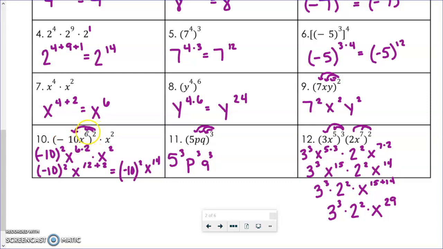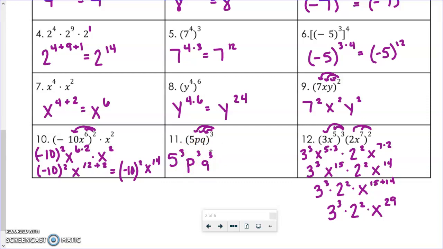But remember, when I have a power of a power, we multiply those out to get x to the power of 12. But we don't want to forget about this x squared on the outside. And since we already have a base of x, we can add those exponents together. So my simplified expression would be -10 squared times x to the 14th. Number 11 was similar to 9, where I'm just going to share this power of 3 to everything inside to get 5 cubed, p cubed, and q cubed.